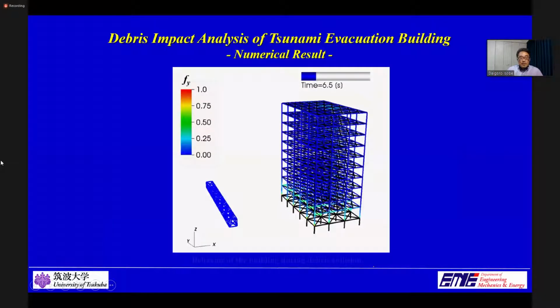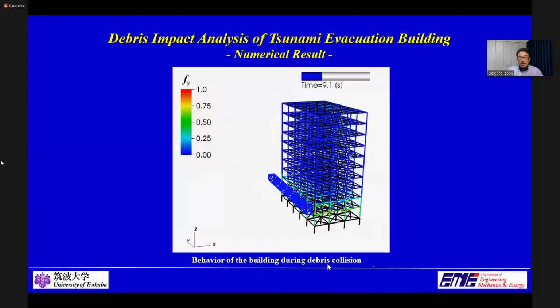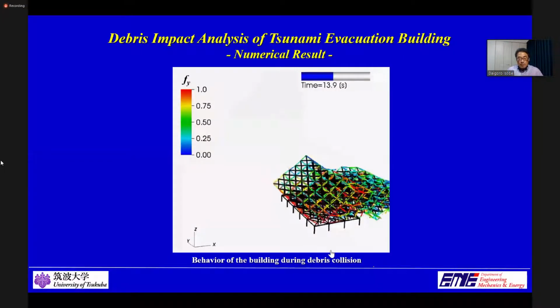This movie shows the behavior of the building owing to impact of the tsunami debris. The container boxes collide near the second and third floors, causing ultimate material failures to the columns and beams around the impact point. The shockwave rapidly propagating from the impact point can also be observed.